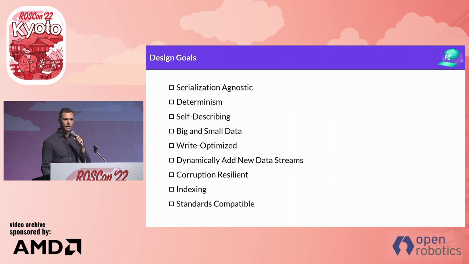And finally, we need to be moving towards standardization in robotics. This obviously excludes proprietary formats, but it can also exclude things like SQLite, where there's only one implementation, and standards bodies generally require two independent implementations for ratifying a new standard.